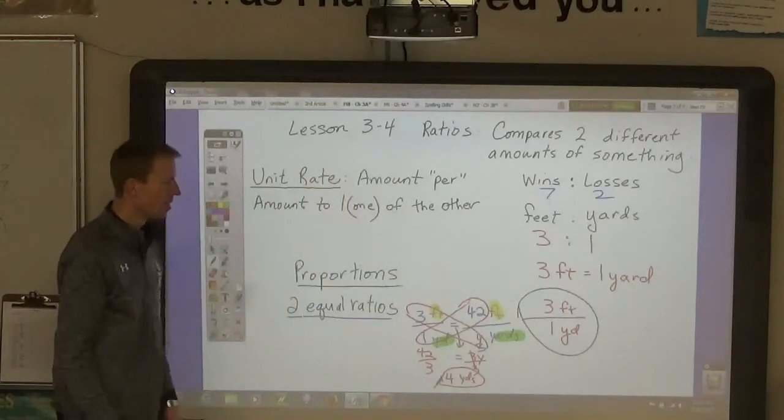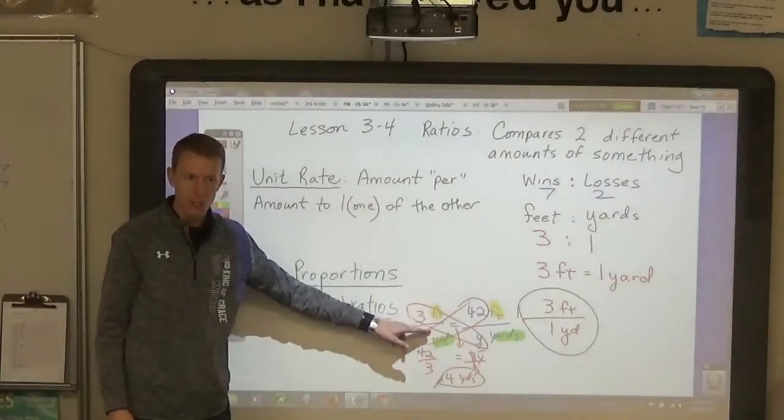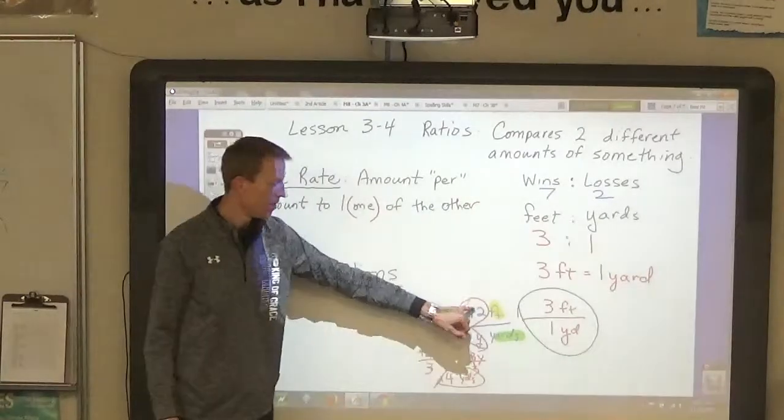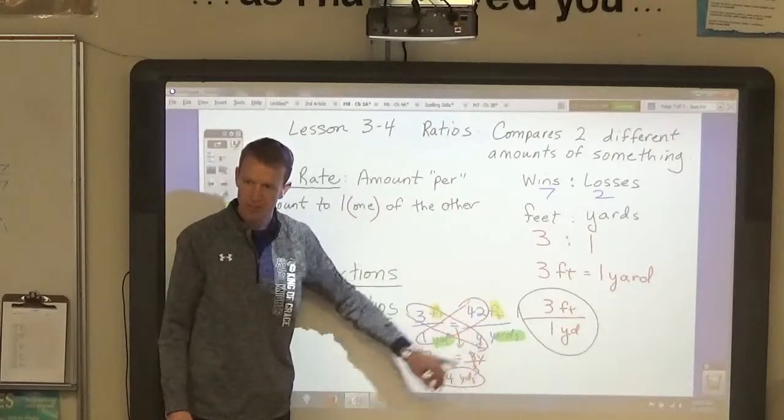14 yards. So we take a quantity that we know, which is a true ratio, 3 to 1, and then set up a proportion with the labels on the same level. Okay?